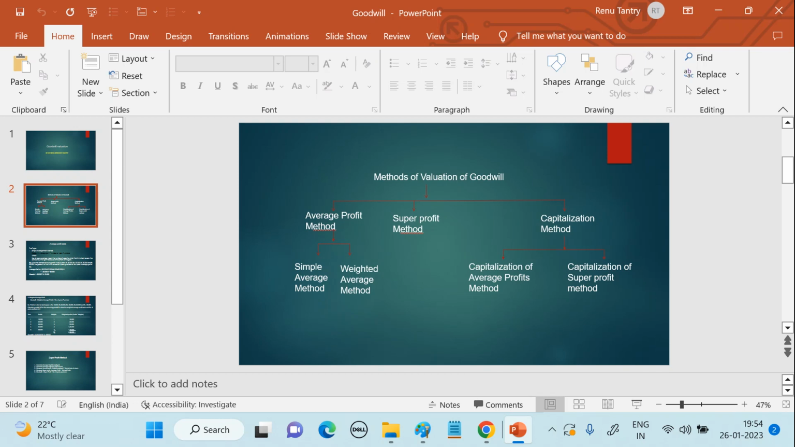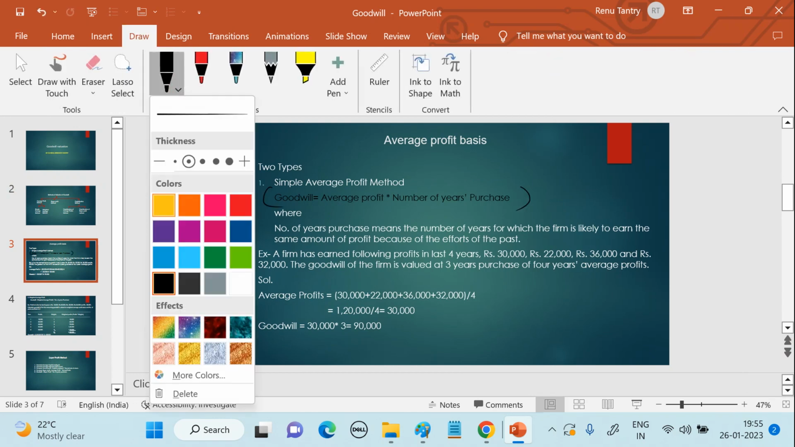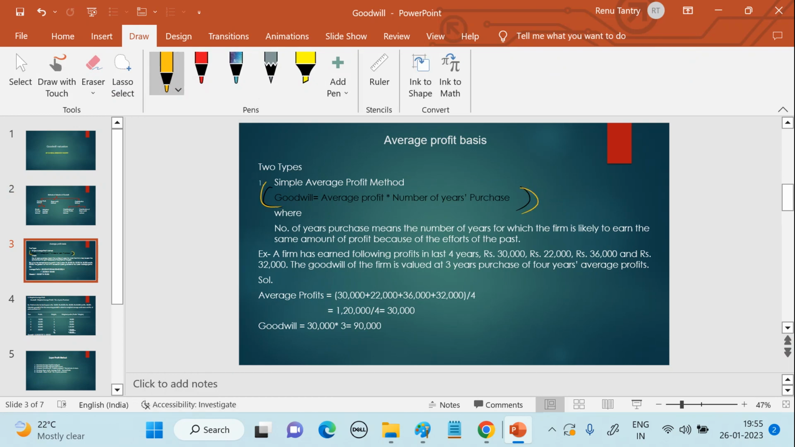One is the average profit method, super profit method, and the third is capitalization method, in which we have capitalization of the average profit method and capitalization of super profit method. Now, within the average profit method, we have 2 methods, simple average method and weighted average method. Now, in valuation of goodwill, when you're using a simple average profit method, here we are just going to use a simple formula: goodwill is equal to average profit into number of years purchase.